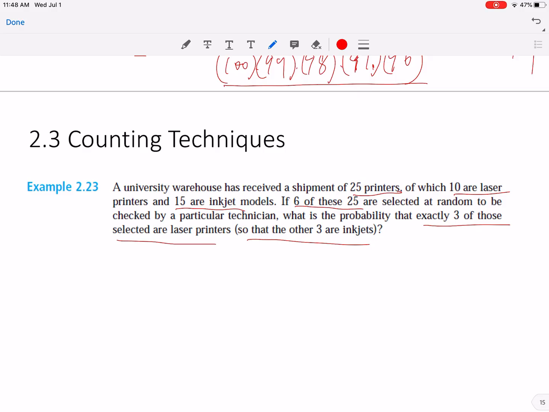So first of all, we want to think of that probability. I don't know why this doesn't work well.